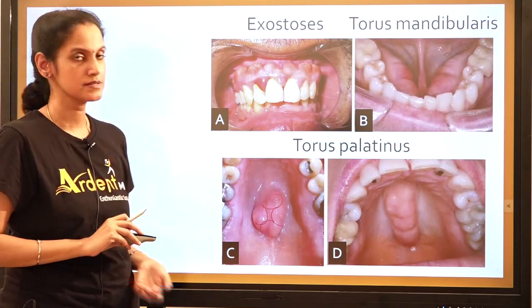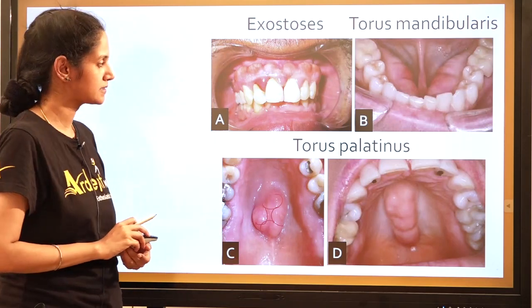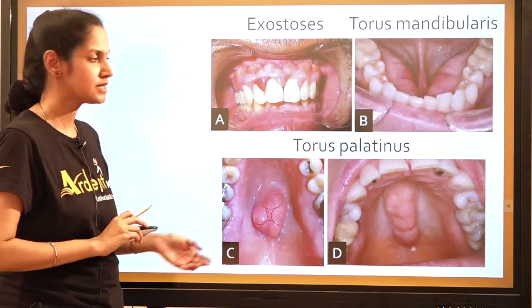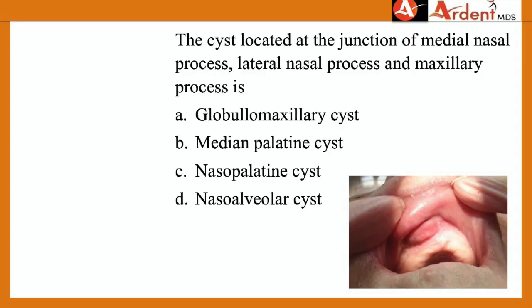Based upon the shapes, you have various types of torus palatinus. Only if there might be a problem in denture construction, it has to be surgically removed accordingly. Now moving on to the next question.